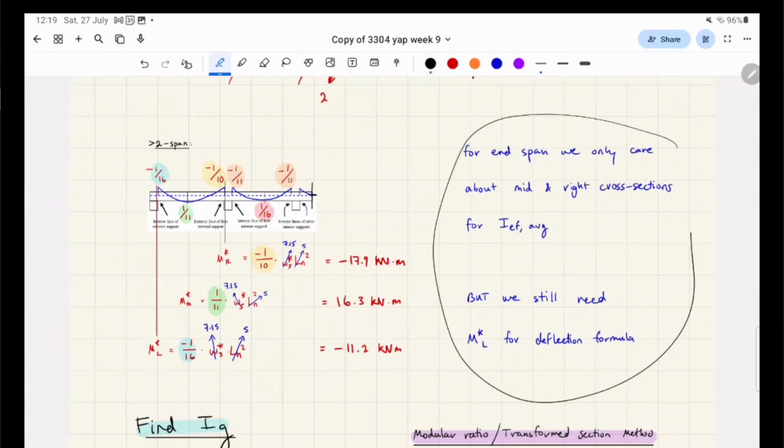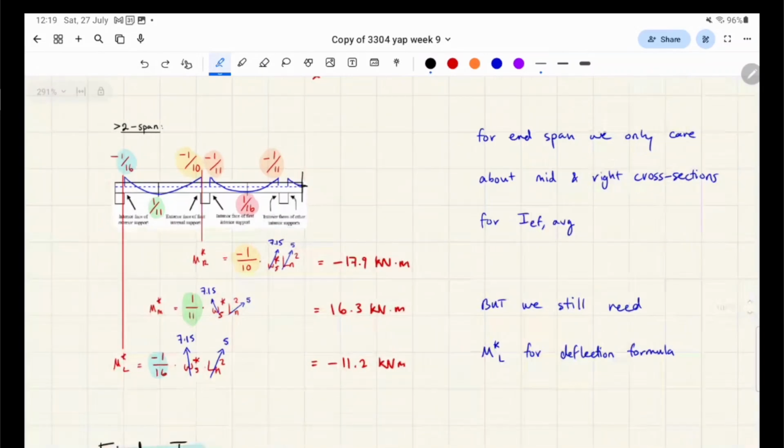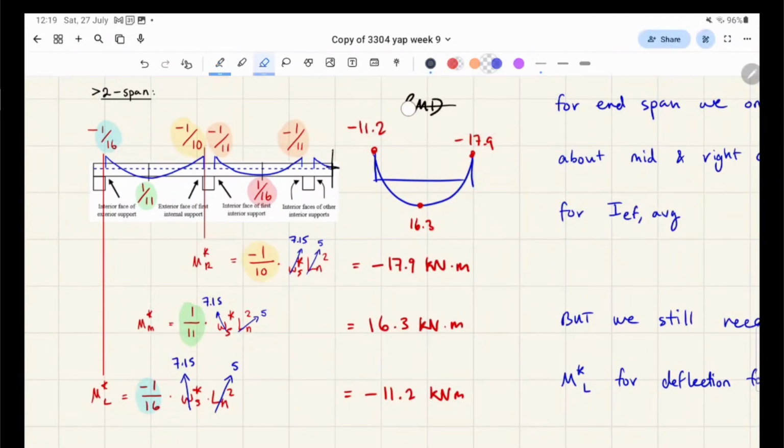So my comment over here was just from what I was talking about earlier. But yeah, these are the values that we found for our bending moment diagram. Basically, if we had our bending moment diagram, on the left we have negative 11.2, in the middle we have 16.3, and on the right we have negative 17.9. That's basically what our bending moment diagram looks like for the end span.